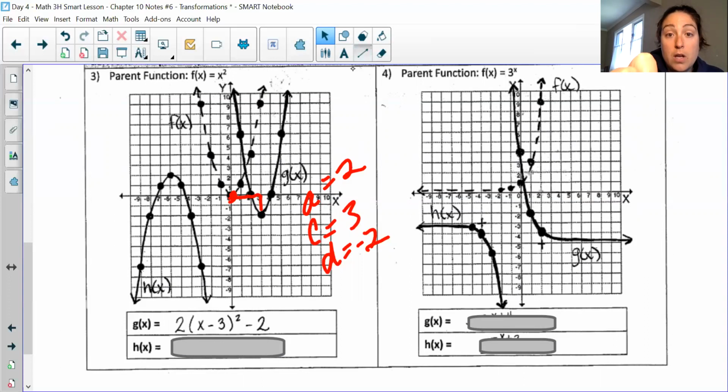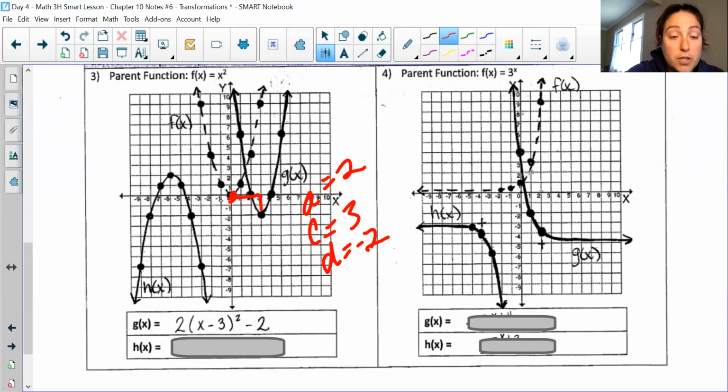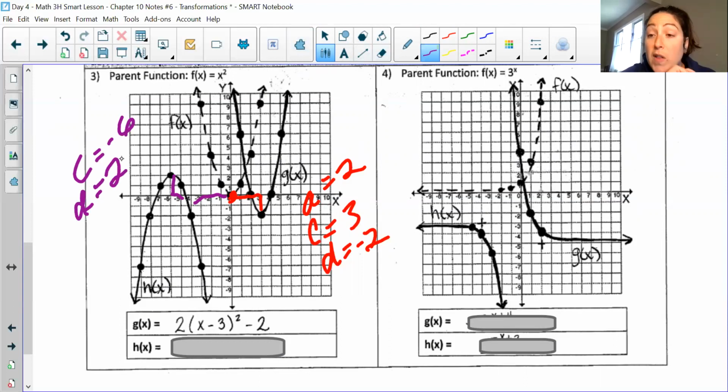And then h of x. Our vertex was shifted to the left 6 and up 2. So our c value is -6, our d value is 2. And then it was reflected over the x-axis.